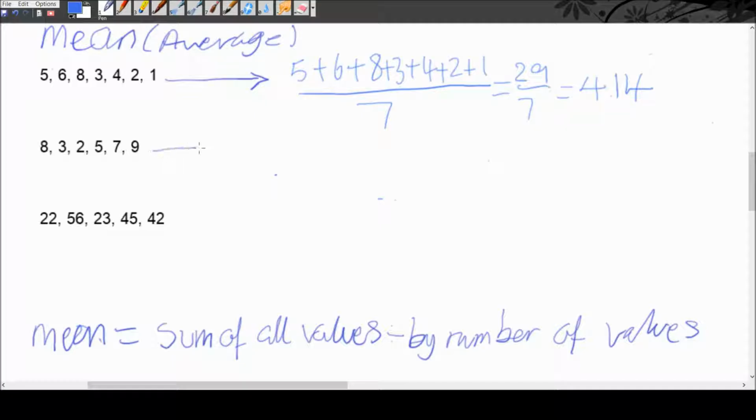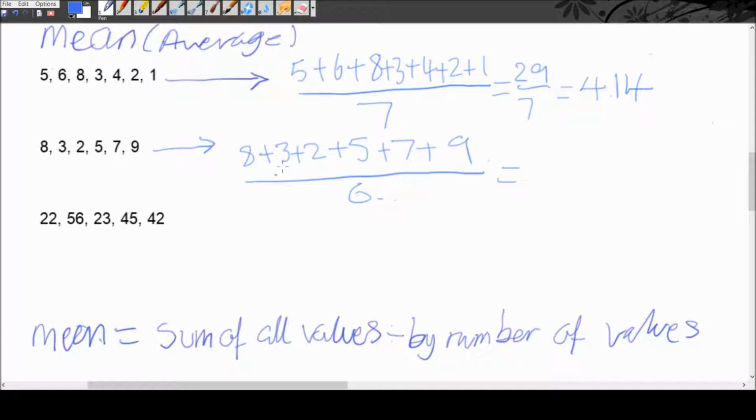Now let's look at this one below. Again, we're going to add up all the numbers together. 8 + 3 + 2 + 5 + 7 + 9. And divide it by how many we have. How many have we got there? 1, 2, 3, 4, 5, 6. Divide by 6. So let's see what we got.